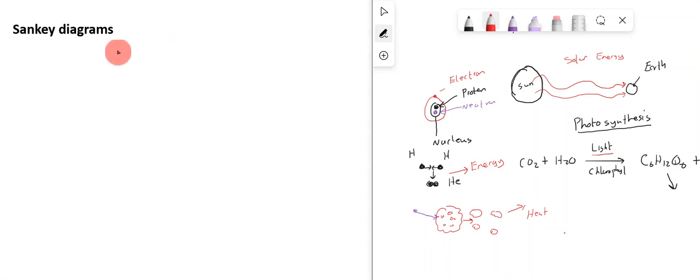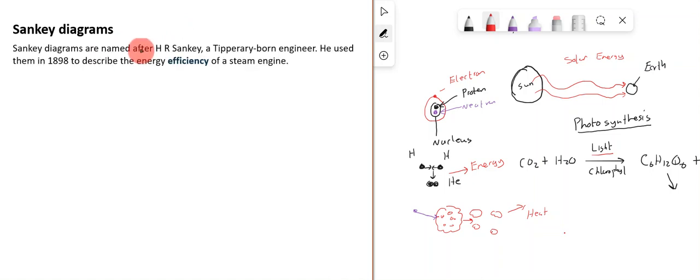So the last thing we want to look at then is this idea of how to represent energy changes in a system, and we have what are called Sankey diagrams. Sankey diagrams are named after H.R. Sankey, a Tipperary-born engineer, and he used them in 1898 to describe the energy efficiency of a steam engine.